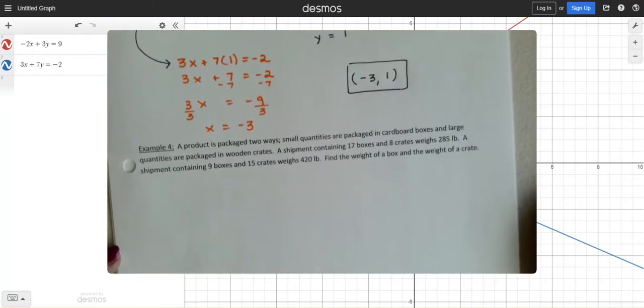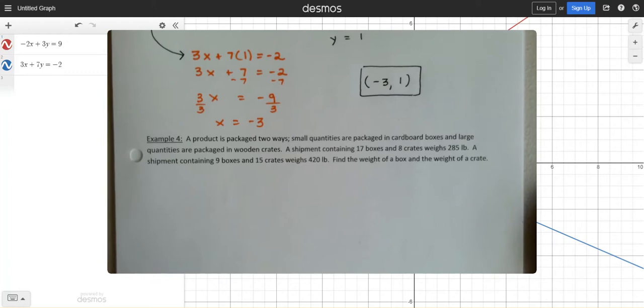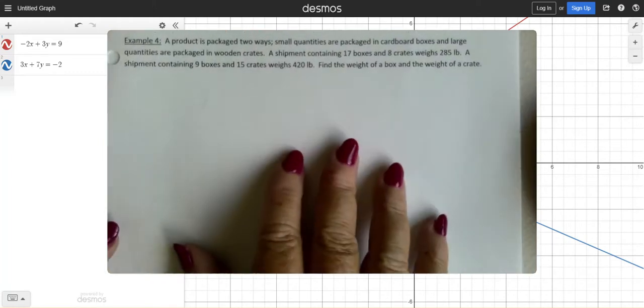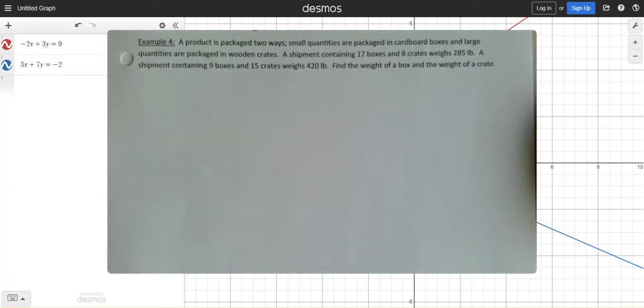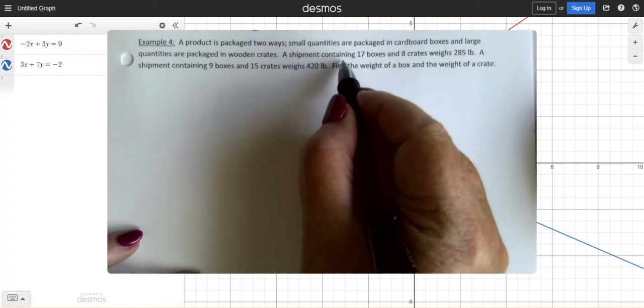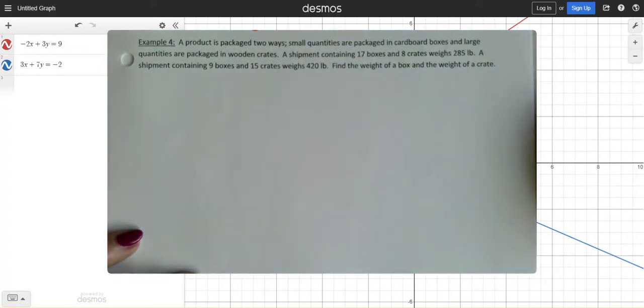All right, example 4 is not a data example, but it is a descriptive example that's going to allow us to come up with a system of equations that will lend itself well to an elimination method. A product is packaged two ways. Small quantities are packaged in cardboard boxes. Large quantities are packaged in wooden crates. A shipment contains 17 boxes and 8 crates and weighs 285 pounds. Another shipment has 9 boxes and 15 crates and weighs 420 pounds. Find the weight of a box and also find the weight of a crate.